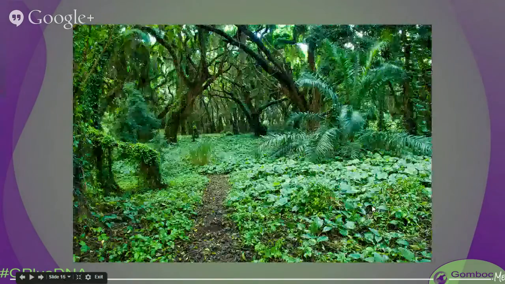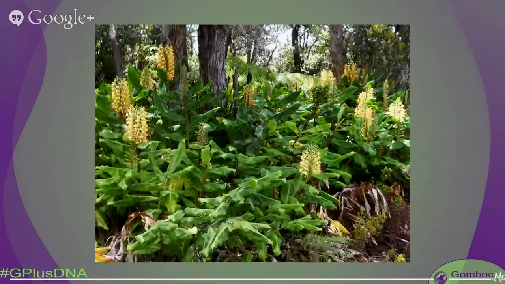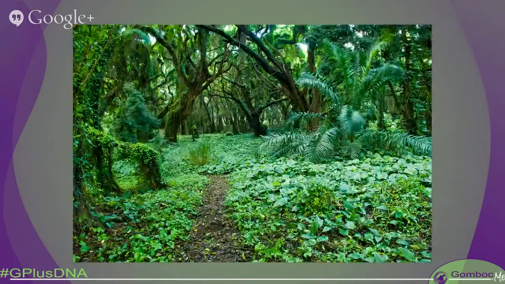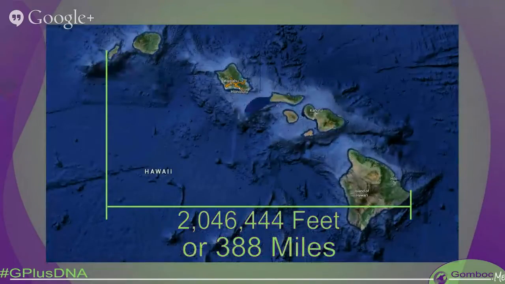So now we're talking about a full-on Garden of Eden, okay? Completely open, wild as can be. We're talking about Hawaii. From one side to the other, 388 miles, 2 million plus feet. It's a lot bigger. From the standpoint of getting your information out and getting found, Google Plus is the place to be.